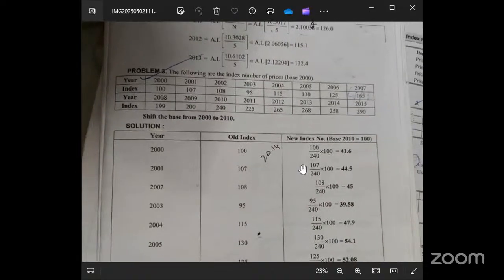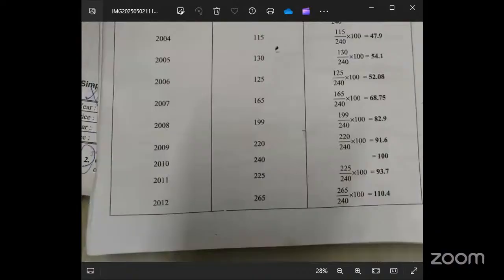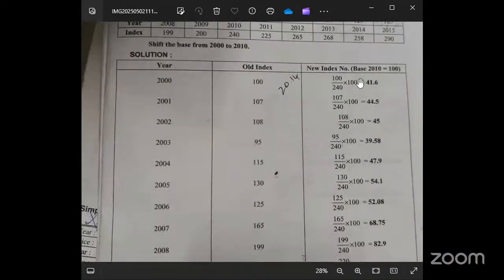2010 is the base year, I guess. Yeah, 2010 is the base year. So see, 100 by 240 into 100, 107 by 240 into 100, 108 by 240 into 100, then 95 by 240 into 100. Similarly, all the values. If you do all the values like this, taking 2010 as base here.